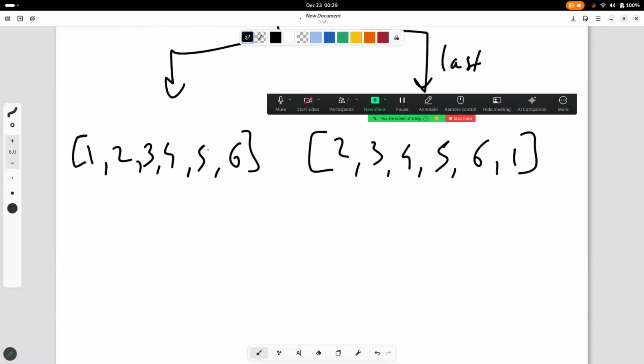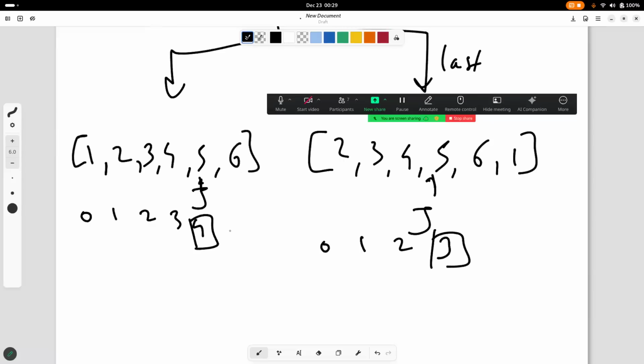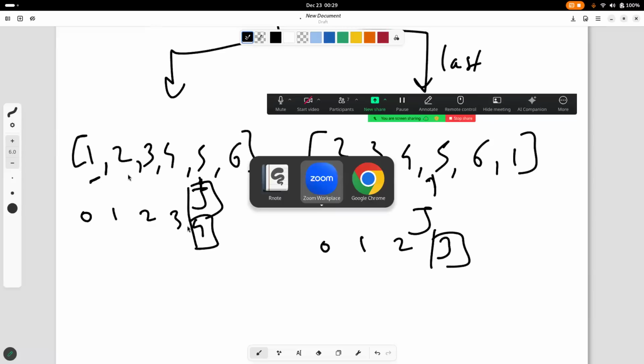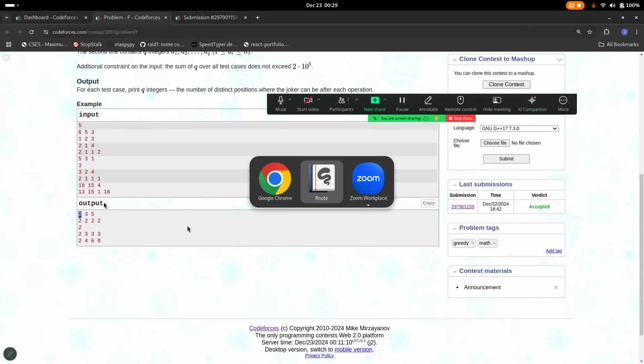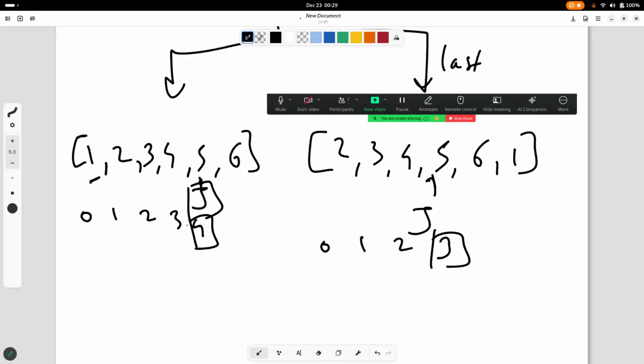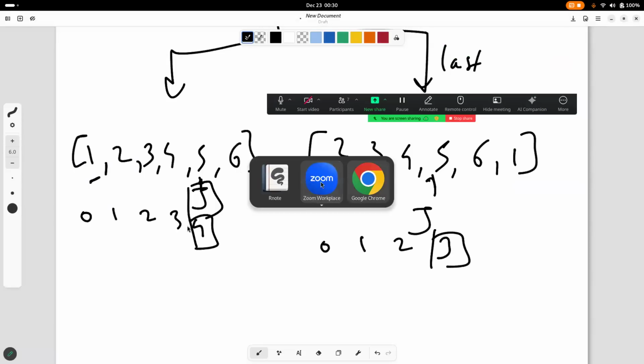Now, if you look at the position of the joker card, the joker card is the fifth card. Over here, its index is, with 0-based indexing, 0, 1, 2, 3, and 4. Over here, its index is 0, 1, 2, and 3. So you have 2 different positions for your joker card depending on what you did with this operation on card 1. And so the first number would be 2, indicating that you have 2 distinct positions.